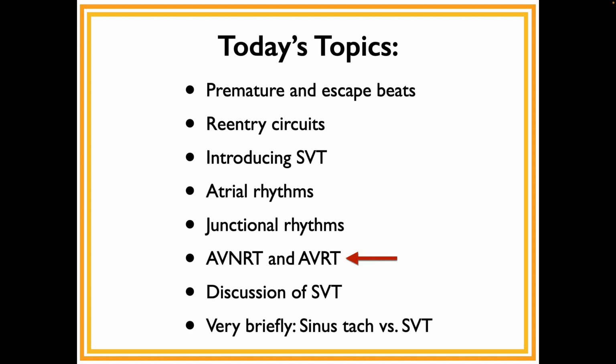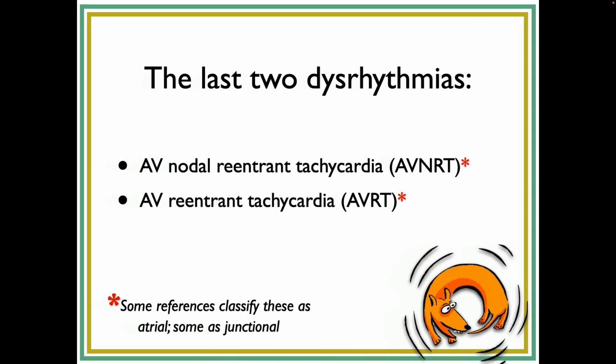AVNRT, AVRT, and SVT. The last two dysrhythmias, definitely everybody's fave, are two very different mechanisms. One is AV nodal reentrant tachycardia, affectionately known as AVNRT, and the other is AV reentrant tachycardia, which is AVRT. We're going to go through what both of those are. Sometimes people call these atrial subjunctional, so I just tack them in at the end.